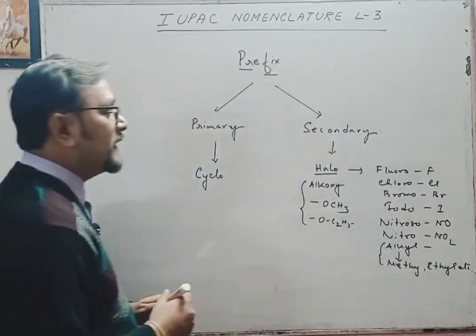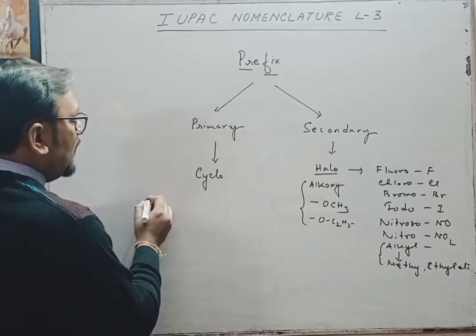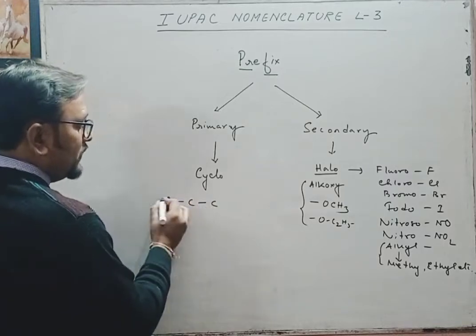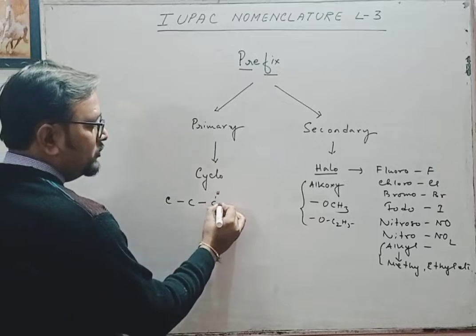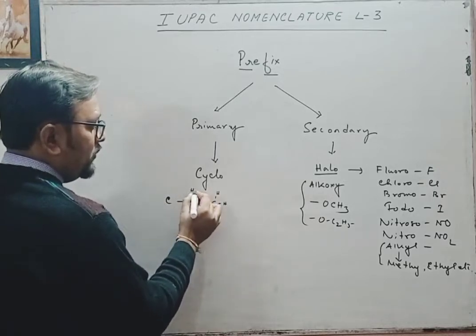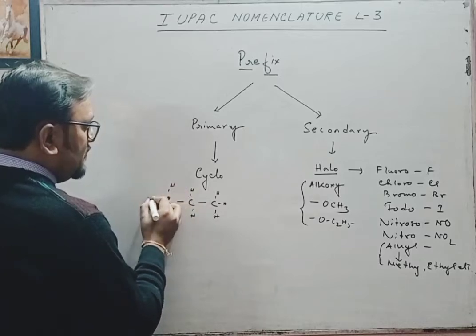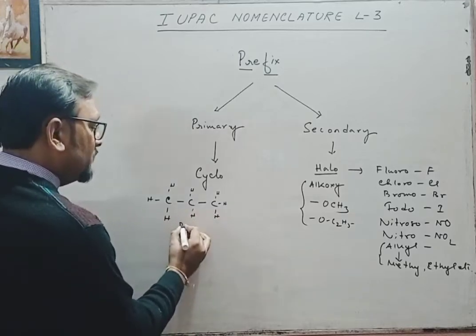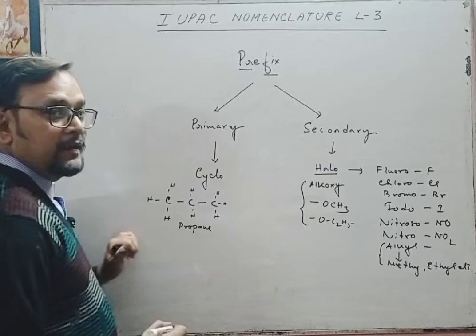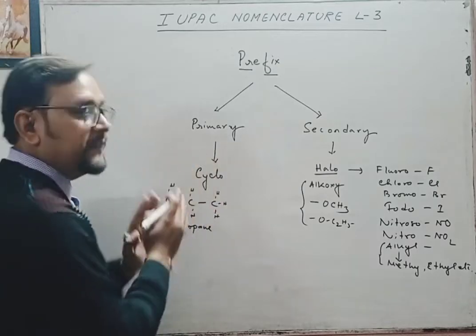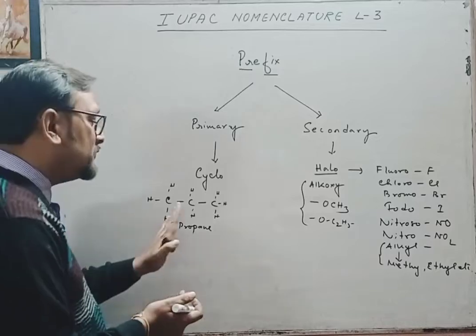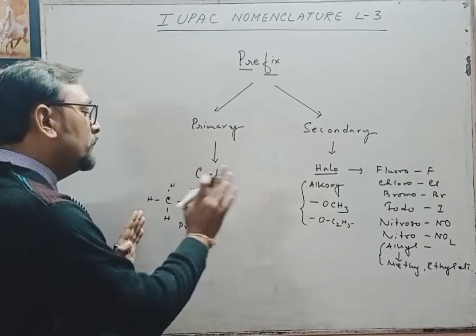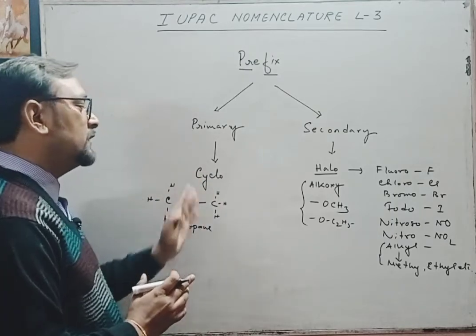Now, how will you identify which is a cyclo compound? Say for example, I have given propane. What is the propane formula? C3, and how many hydrogens will be there? 1, 2, 3, 4, 5, 6, 7 and 8. Yes, we always count four bonds. Now this is propane. If I want a primary prefix, I have to convert it into a cyclo compound. This is not a cyclo compound. This is a simple aliphatic, a simple long chain where you cannot see any cyclic structure.